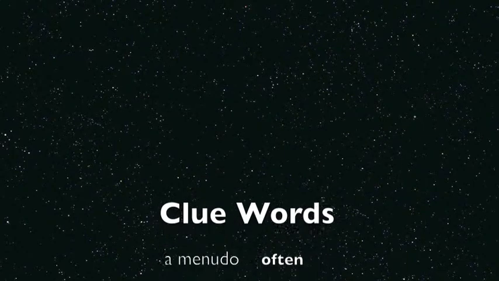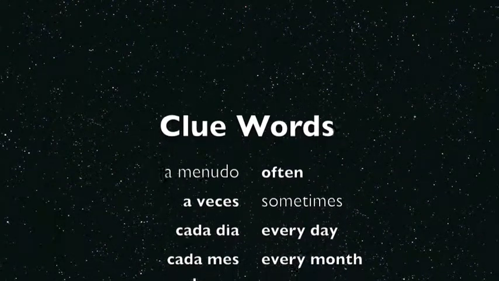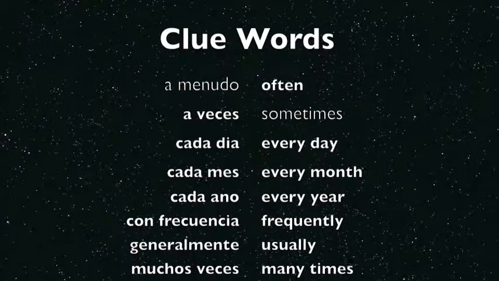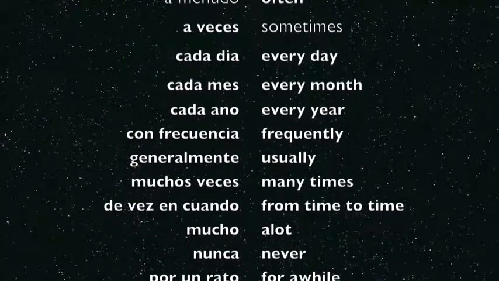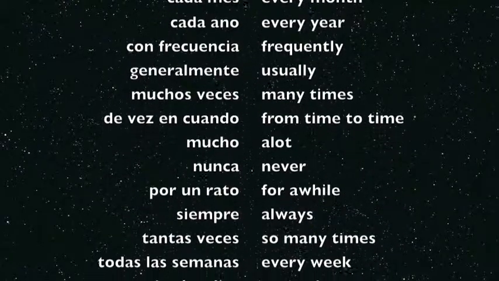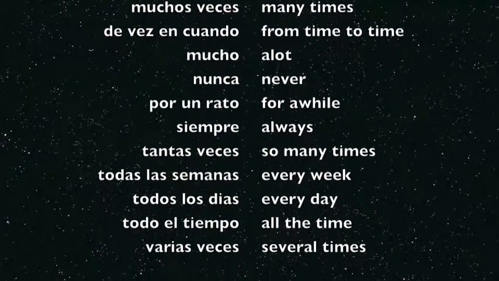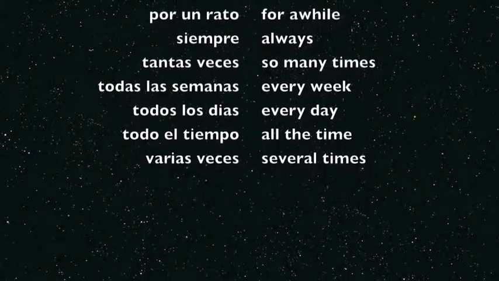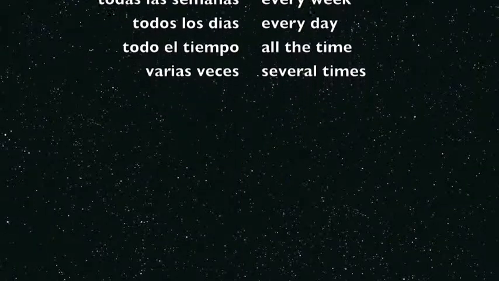Some words and phrases indicate repetitive, vague, or non-specific time frames, signaling the use of the imperfect. Cada año, every year. Mucho, a lot. Siempre, always. Varias veces, several times.